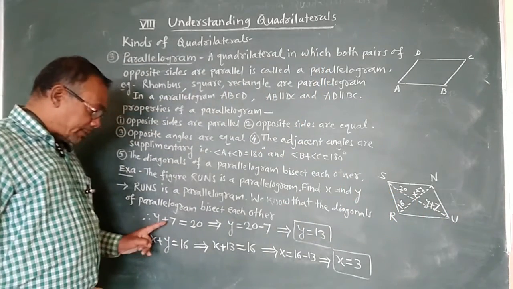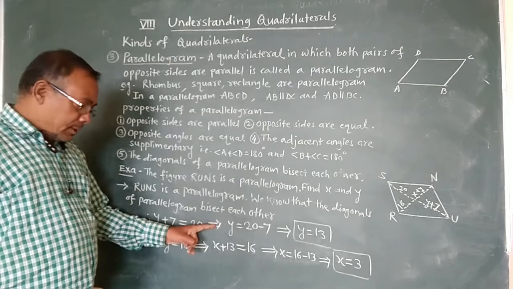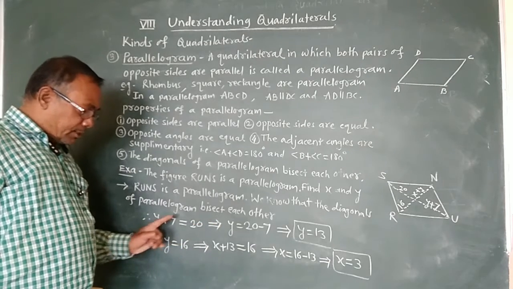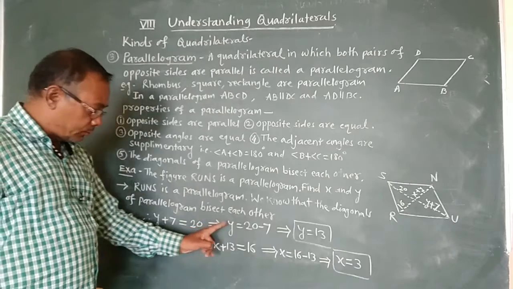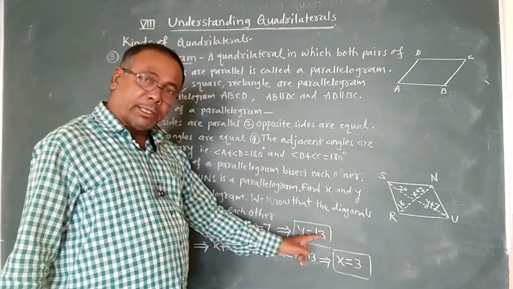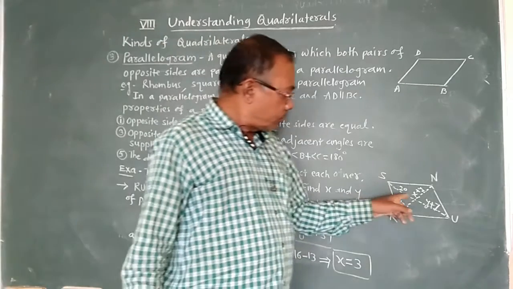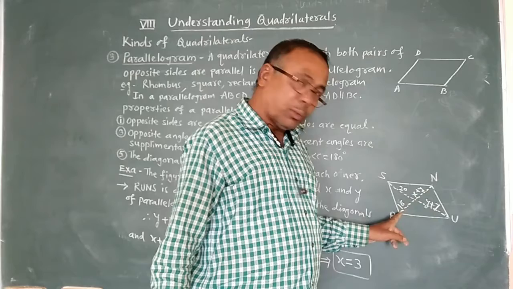Here y plus 7 is equal to 20 implies if 7 is taken to the other side, it will become minus. So y is equal to 20 minus 7, and 20 minus 7 will be 13. So y is equal to 13. Now we have to see that x plus y is equal to 16.